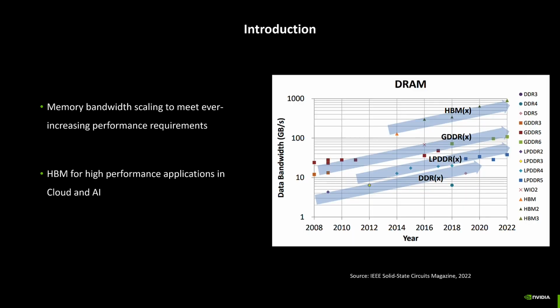The picture on the right shows the data bandwidth trends over the last 14 years, and it also shows where HBM stands in terms of memory bandwidth compared to the other memory interfaces. And the key thing here is that we need to know what is driving all these data rates and memory bandwidth.